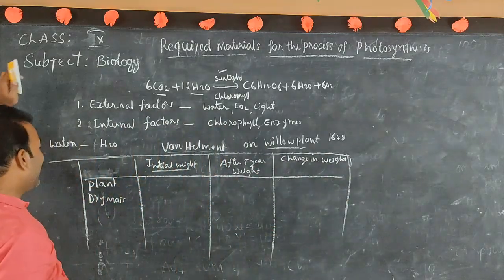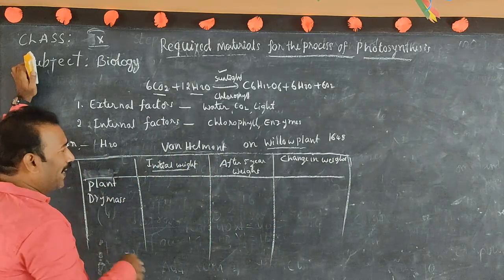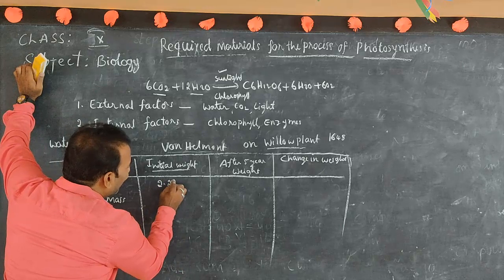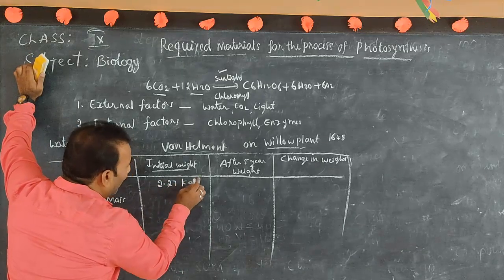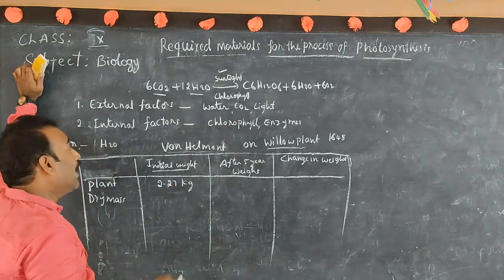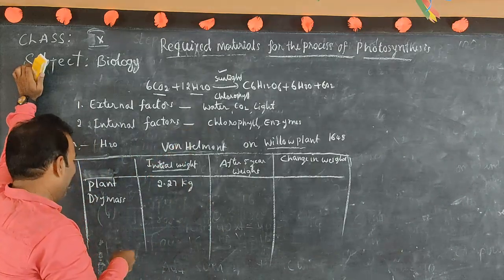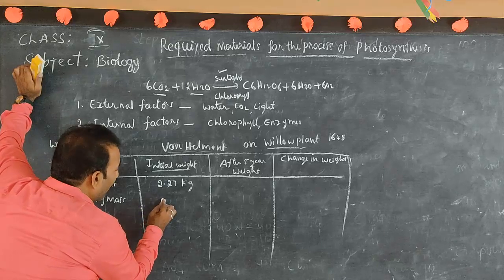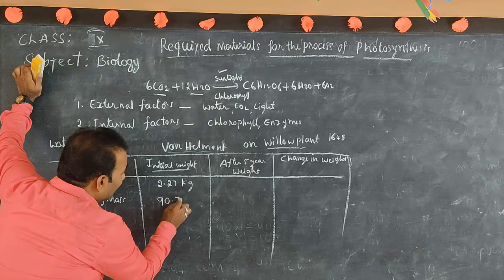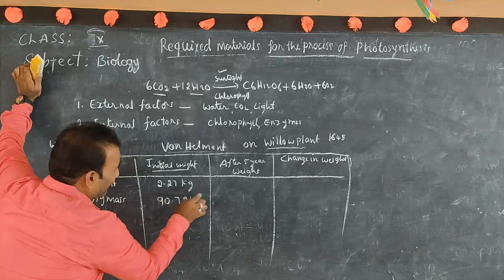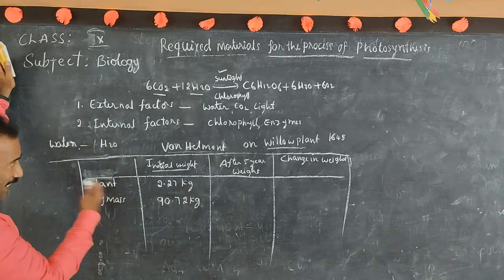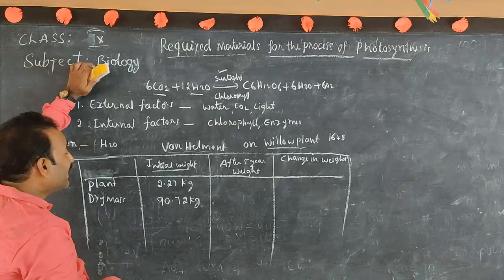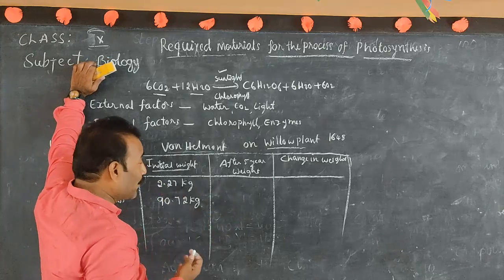What is the initial weight? While planting, the willow plant weighed about 2.27 kgs. Then he provided about 90.72 kgs of dry soil. Later, he regularly provided water. After 5 years, the plant had increased in size, and the plant mass also increased.